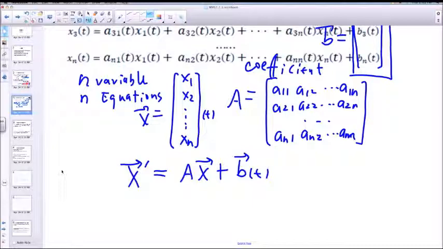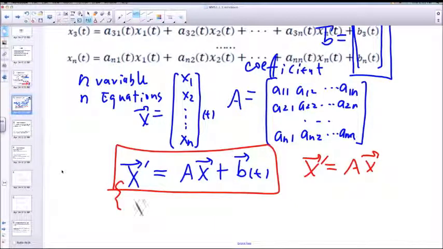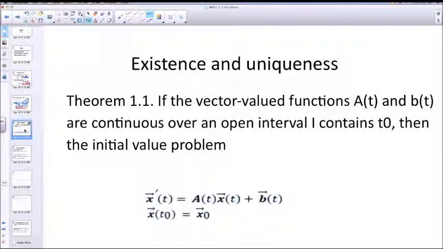So last lesson, you learned how to solve this. And in this lesson, our goal is to solve this, sometimes with an initial condition too. So this system, we call it an initial value problem of an inhomogeneous linear system ODE in short. So this is our goal for this lesson.